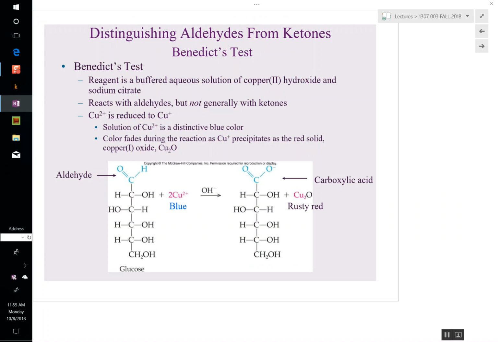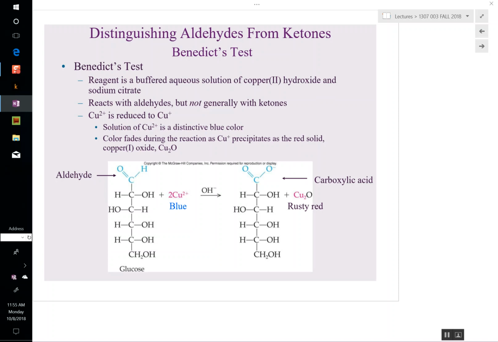Okay, this is Benedict's test. This will come up a couple of times. Here, I think for the first time, and then again in chapter 16, when we study sugars. We're going to be exposed to this again.